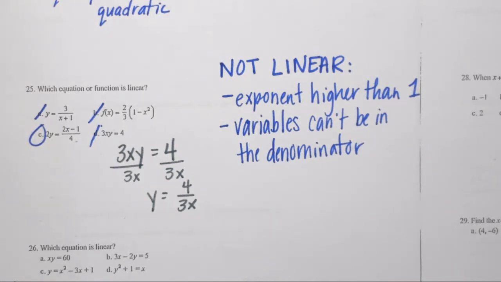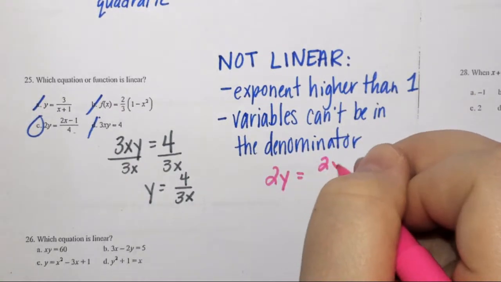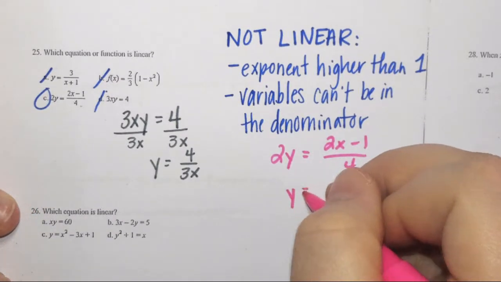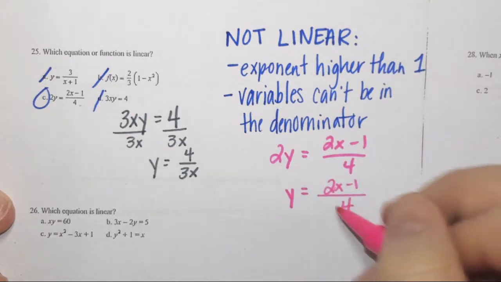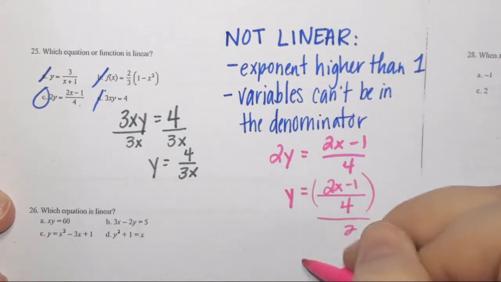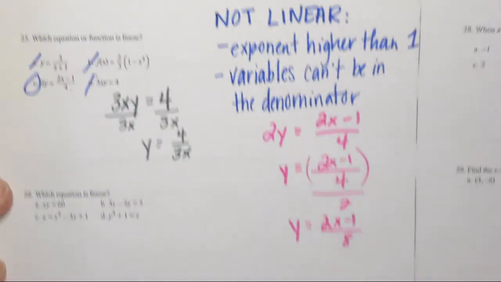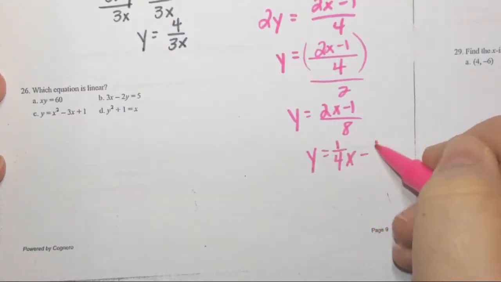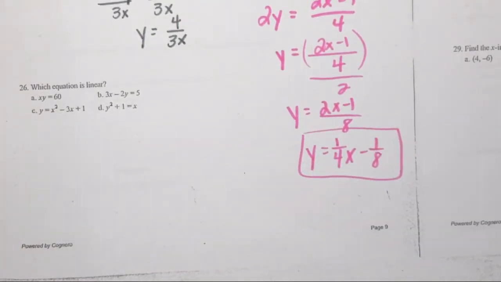If you got super fancy on me, you could always solve out C. If you divide it by 2, you'd have y equals 2x minus 1 over 4, all divided by 2. You end up getting y equals 2x minus 1 over 8. Which, if we broke that down into y equals mx plus b, would be y equals 1/4 x minus 1/8. Now, do I actually expect you to do all that jazz? Heck no. But, since I'm already on the problem, might as well do all the math I can.